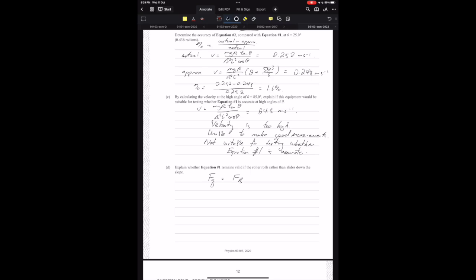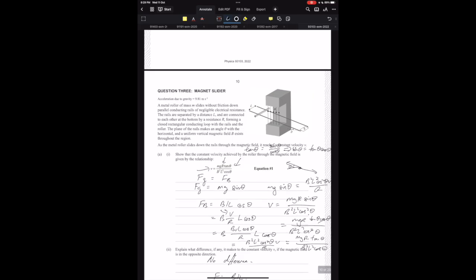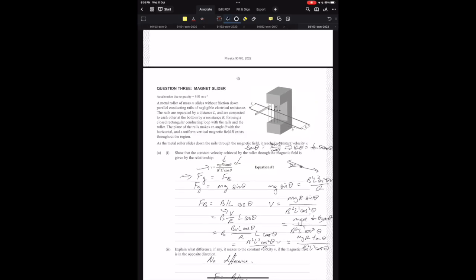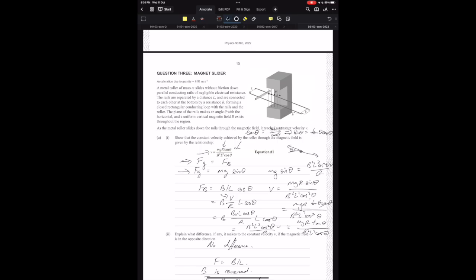So let's move back to our derivation here. So we started with comparing the weight force with the magnetic force. This is fine. Doesn't matter whether or not it's rolling or not. The weight force is still equal to mg times the component. And this is also fine, because the magnetic force is still equal to magnetic field strength times current times length. Doesn't matter whether or not the roller is rolling or not.